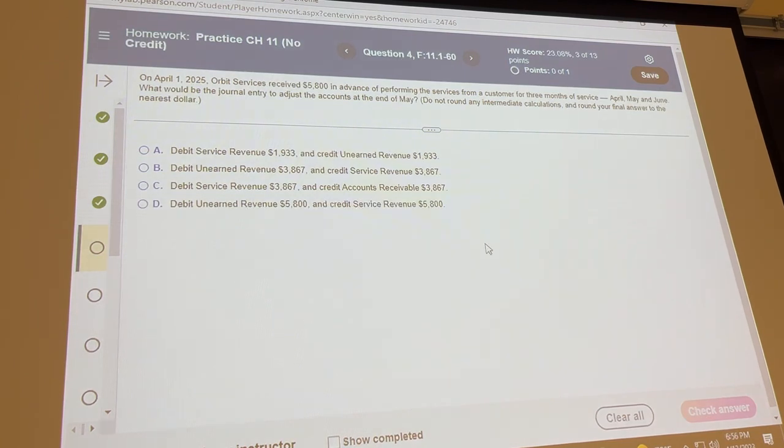Okay, then I have some multiple choice problems here that you can help me with. This one's worded kind of awkwardly. On April 1st, Orbit Services received $5,800 in advance of performing the services for a customer for 3 months of service, April, May, and June. What would be the journal entry to adjust the accounts at the end of May?